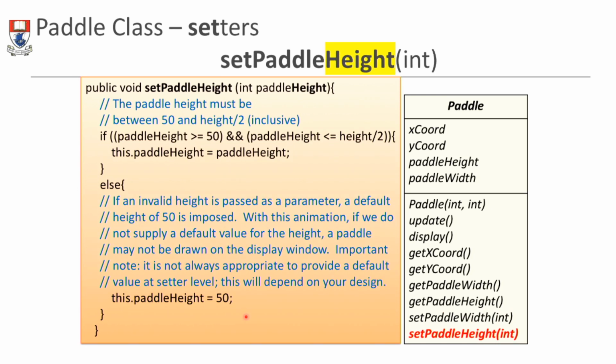Likewise for the height, we're putting some restrictions on what height you can specify for the paddle. So we just have an if statement checking if it's greater than or equal to 50 and less than or equal to 200, then the value that you supplied becomes the new value for the paddle height. Otherwise, we just set it to 50. So we have a default of 50 in this case. Now, we don't always, in our setters, specify a default value, but in this case, it suits the program. So that's why we're doing it here.